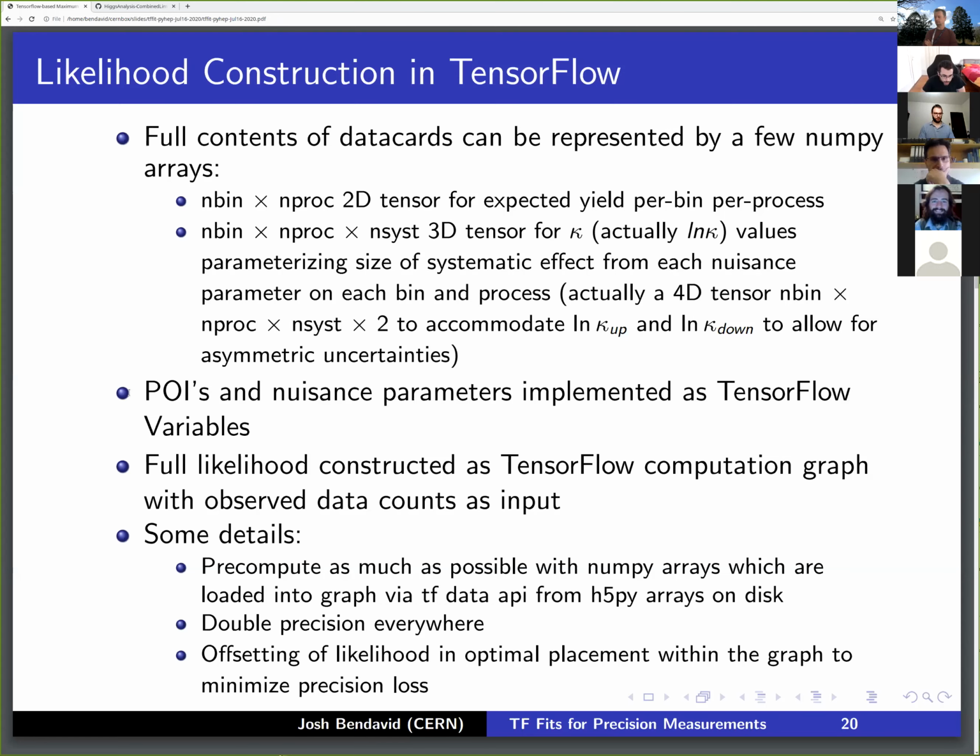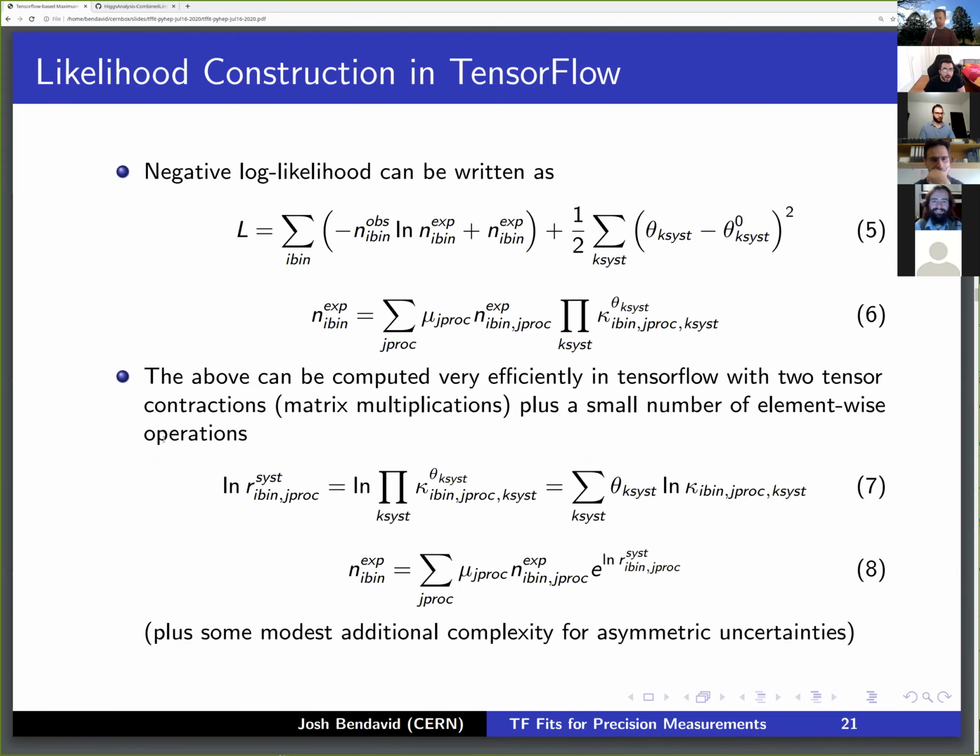Some of the general strategy here is to pre-compute as much as possible with NumPy arrays, which are loaded into the graph via the TensorFlow data API from H5 arrays on disk. I'll explain a bit more how that works. Double precision everywhere, offsetting of the likelihood to minimize precision loss, and there's a few other details.